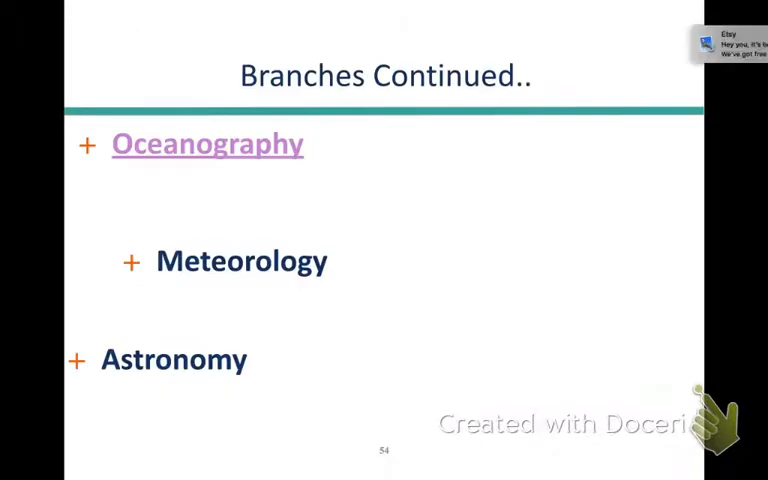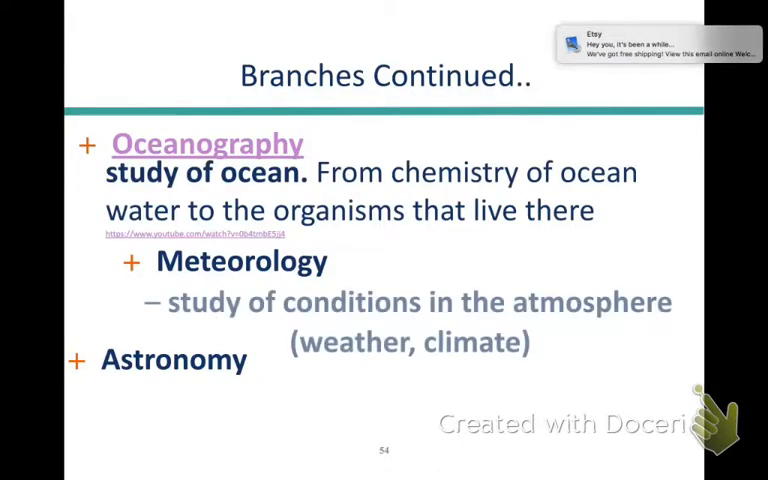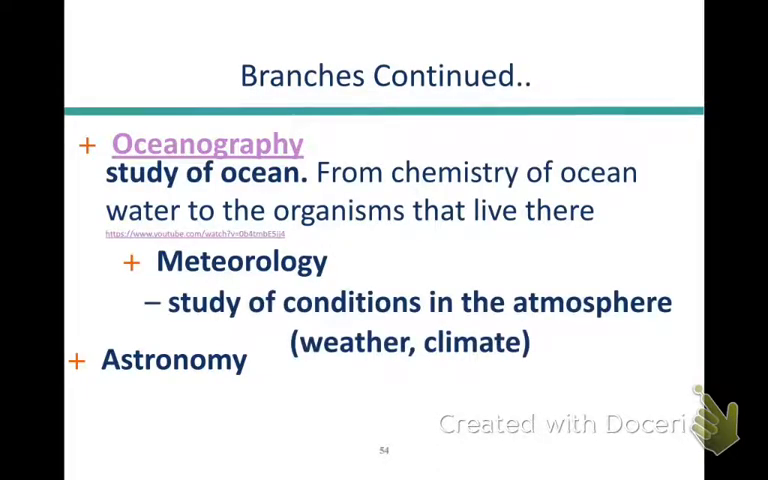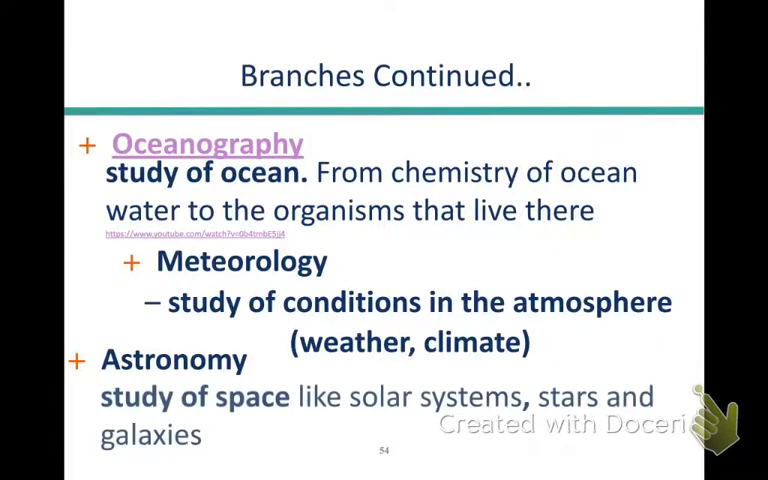Okay, next, our next branch is going to be oceanography. Just like it sounds, oceanography is the study of the ocean. Pretty much common sense. I do have a little video to show you in just a moment, but meteorology is our next branch, and that is going to be the study of the conditions of the atmosphere. So we looked at geology, the study of the earth, oceanography, the study of the ocean, and meteorology, the study of the atmosphere. And then down here we have astronomy, the last one, which is the study of space.